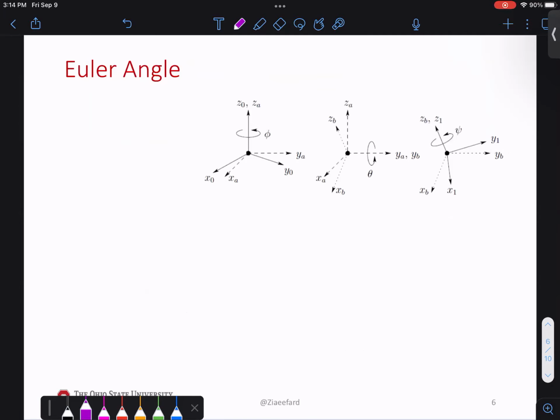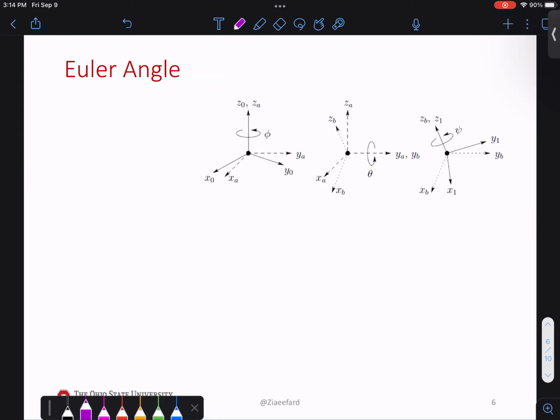Now for Euler angle. So here's the thing. You remember I said I'm here, then I'm here. You don't know my rotation. You just need to find a set of rotations that get you from rotation A to rotation B, the orientation A to orientation B.